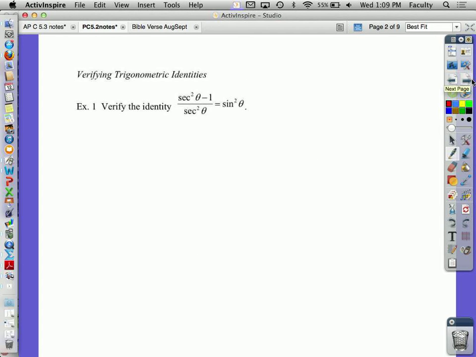All right, so in example 1, I want you to try this one first before I do it. And I want you to work with the left side. The left side's a little bit more complicated. And what I would recommend, as you're doing your homework or working on the worksheet, is write down the 3 Pythagorean identities, and then you can use those and see those.